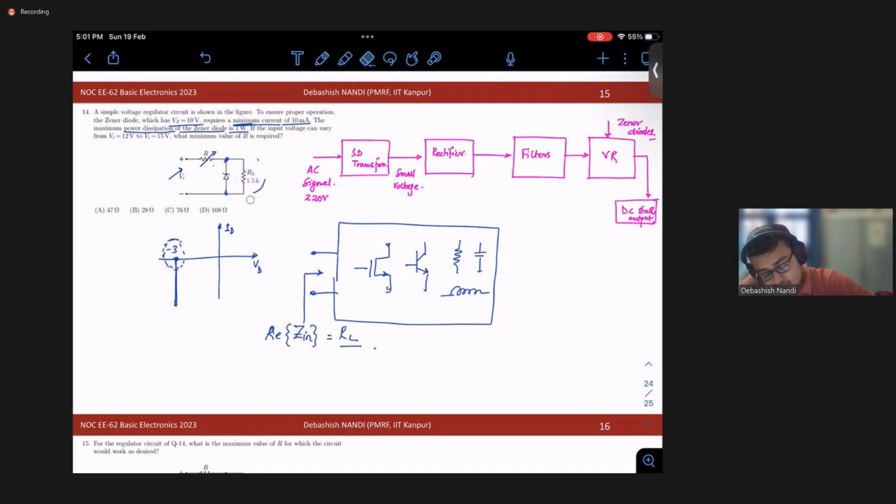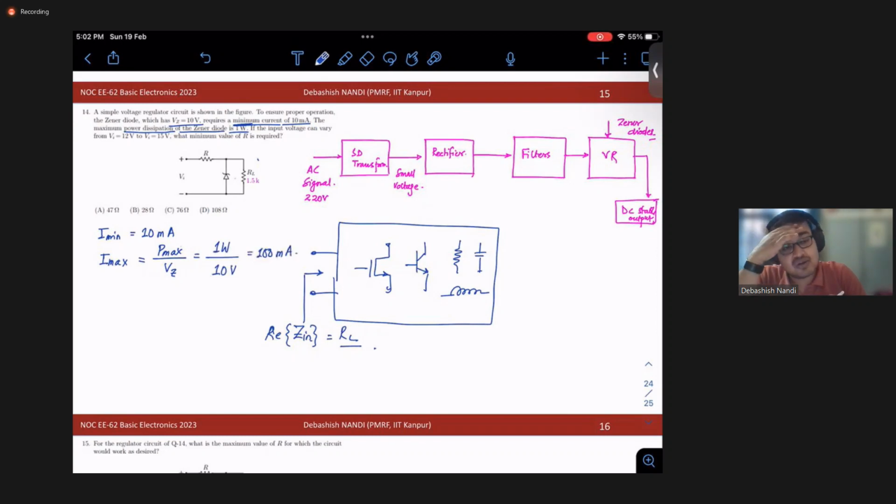So to solve this problem, you need to first identify the constraints, right? First thing is your I minimum. I minimum is 10 milliampere. What is your I maximum? How can you find? This is nothing but P maximum by voltage across the Zener diode. P maximum is 1 watt, voltage across the Zener diode is 10 volt. That is 100 milliampere, right? So across the Zener diode, you can have between 10 milliampere to 100 milliampere current.